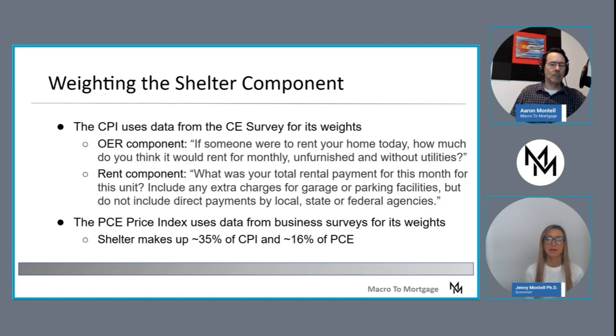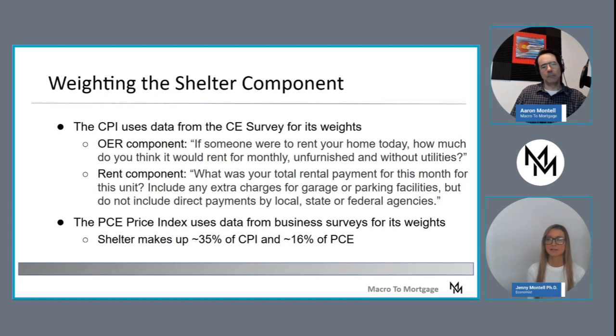And while that might be true, a couple main points about this. One, remember this is just used for weighting, so it has a much smaller effect. It's used for weighting when calculating those upper level indices like headline CPI. It's not really used for the actual OER price itself. It's for calculating those indexes.